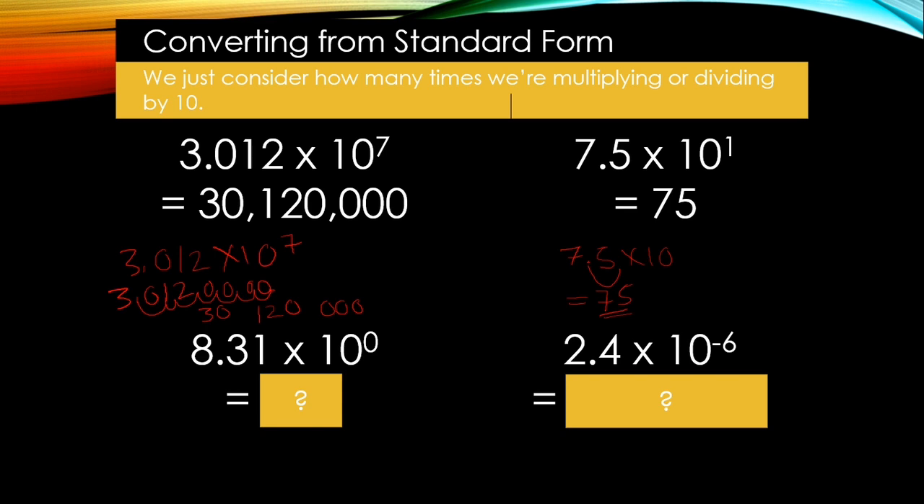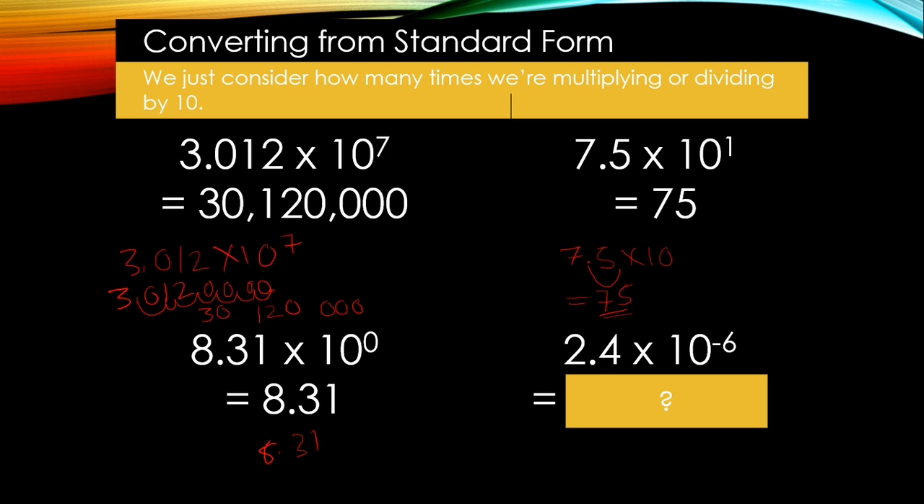Let's look at the other one. 8.31 times 10 to the power 0. So it will be, we're not moving any places because the index is 0. So this number just remains 8.31. Let's check. Yes, our answer is 8.31. And the last one, 2.4 multiplied by 10 to the power 6.